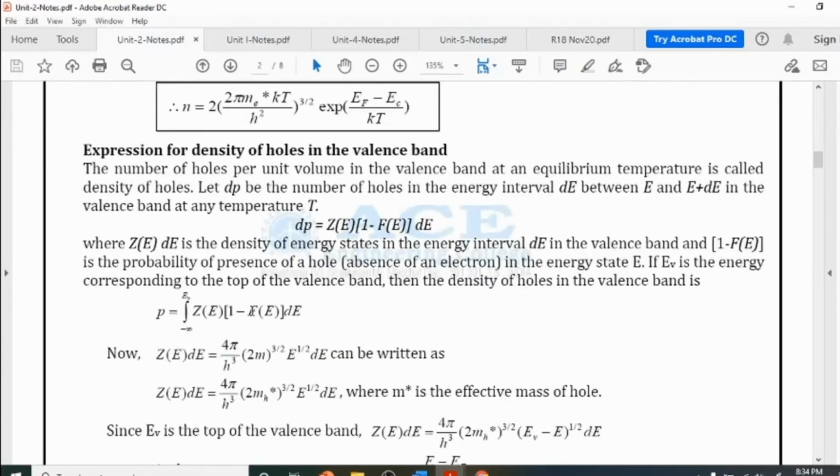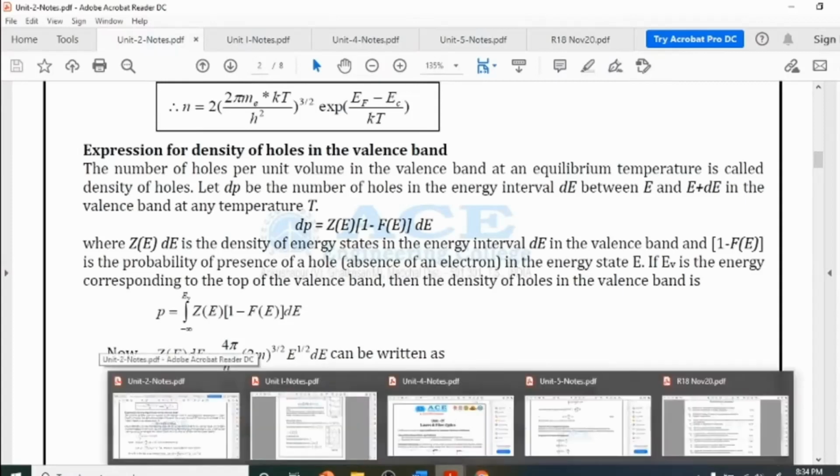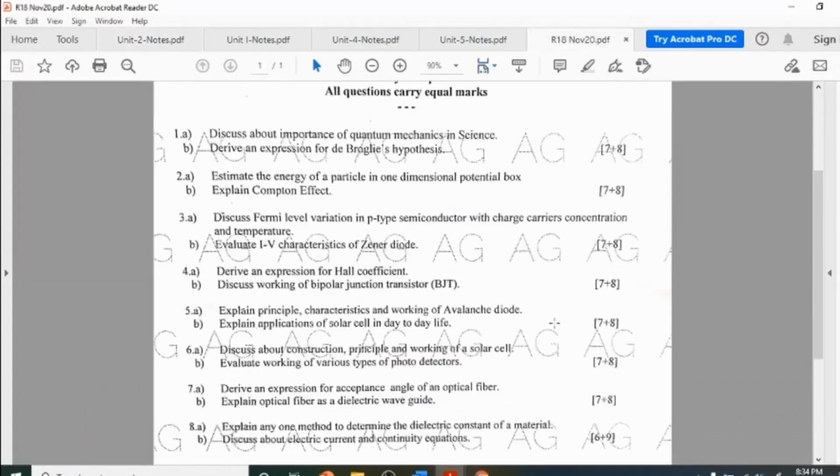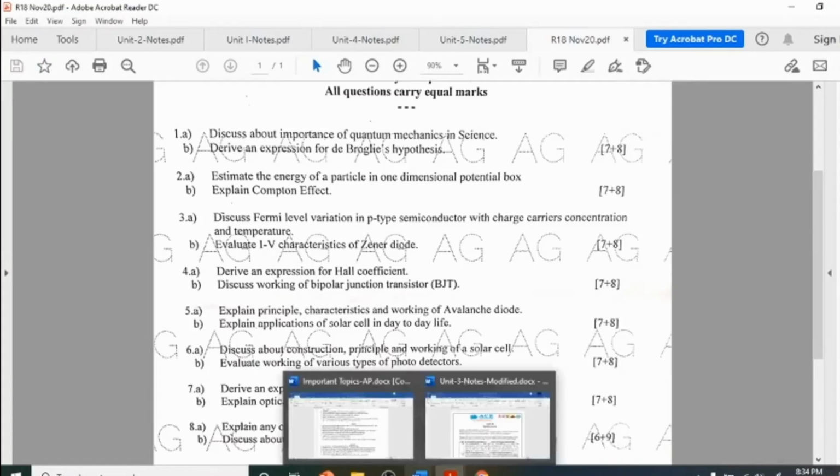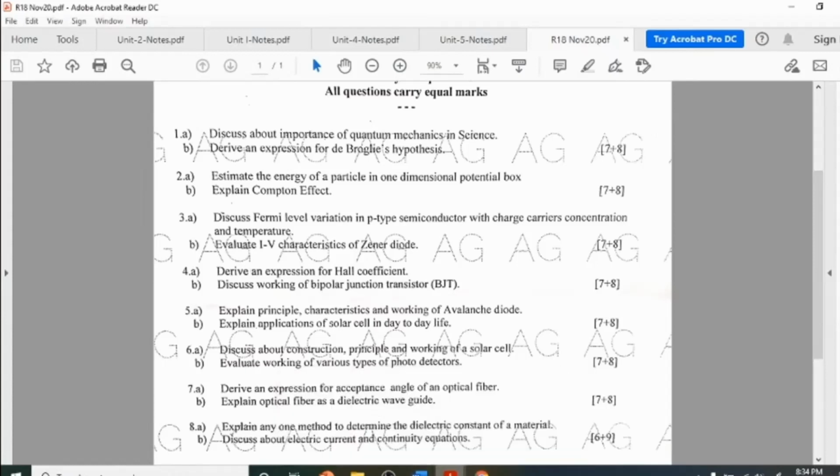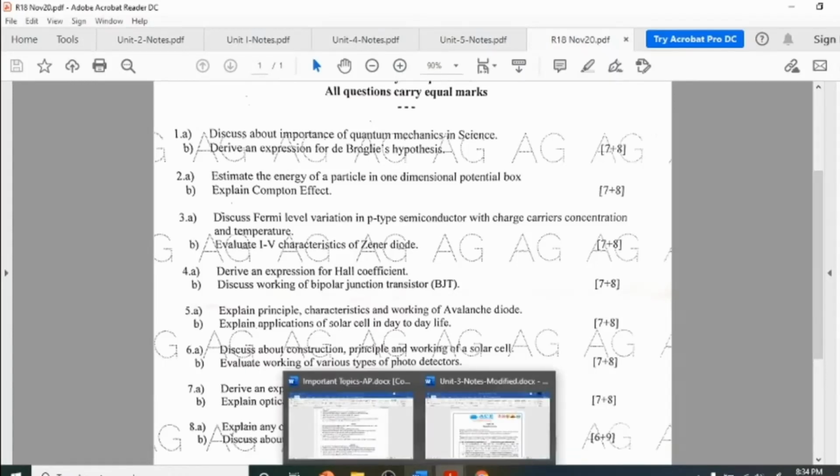This is asked. Let us see what was asked in the last paper, the previous paper. Discuss Fermi level variation in p-type semiconductor with charge carrier concentration and temperature. This one is about extrinsic semiconductors. And what is the other question? IV characteristics of Zener diode. So both of them are from the second unit itself.